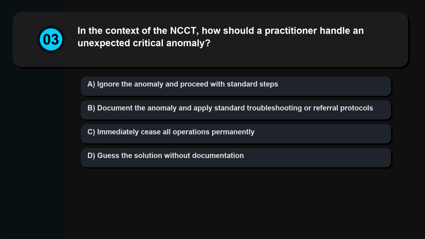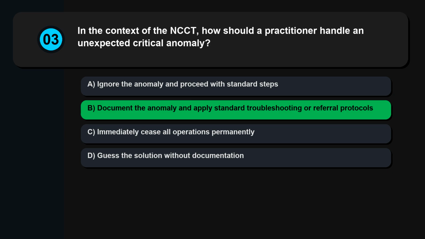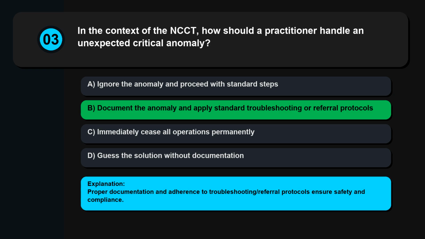Question 3. In the context of the NCCT, how should a practitioner handle an unexpected critical anomaly? Ignore the anomaly and proceed with standard steps. Document the anomaly and apply standard troubleshooting or referral protocols. Immediately cease all operations permanently. Guess the solution without documentation. Proper documentation and adherence to troubleshooting and referral protocols ensure safety and compliance.